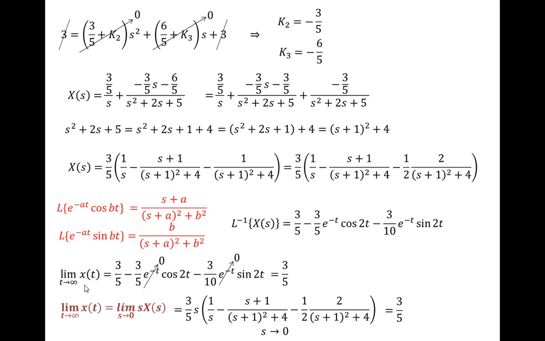So you have two approaches: one is to directly calculate x(t) and take the limit when t goes to infinity, or use the final value theorem and find the final value for x(t). So the two important points for this problem are to know how to use the final value theorem and how to use these two relations for the Laplace inverse of cosine bt and sine bt.